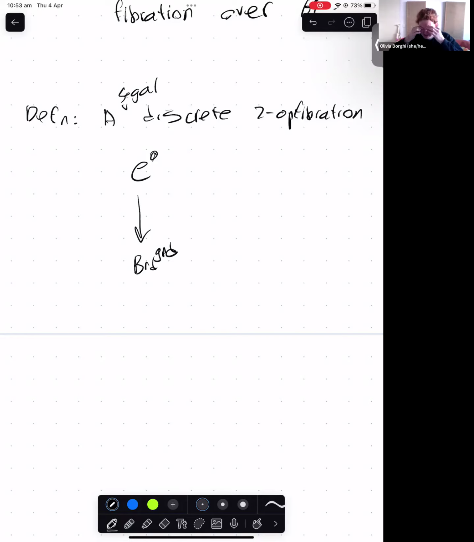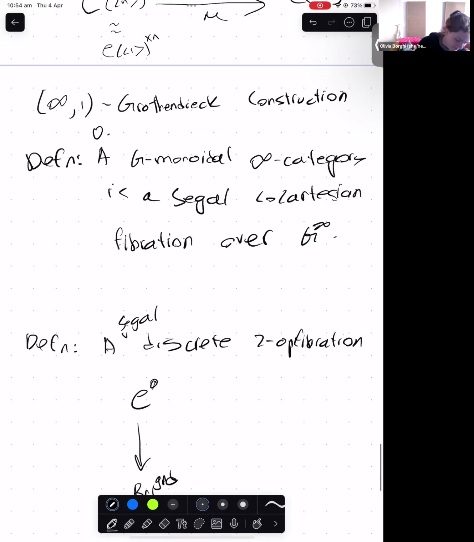So I end up using this view of G-monoidal 1-categories in order to prove a nerve theorem. You can show that this is an equivalent definition for a G-monoidal category. There's a one-to-one correspondence with the algebra definition. And then the nerve of this discrete 2-op fibration is a co-Cartesian fibration, just because it's the nerve of an op fibration. And in particular, because the original one was Segal, this one will also be Segal. And so you get that the nerve of something like this is precisely my definition of a G-monoidal infinity category.